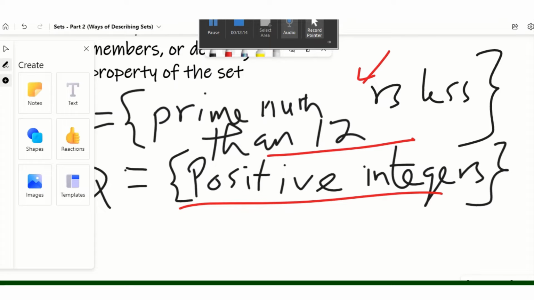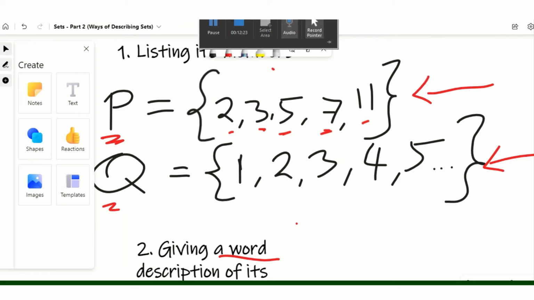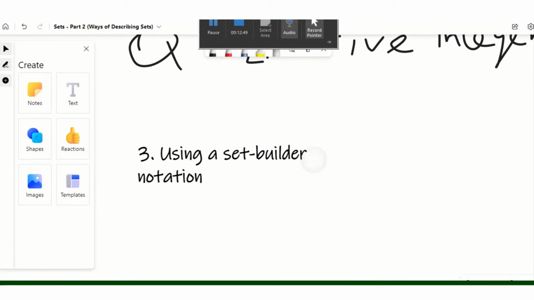Or you could be given the set by having its members listed like this or like that. So when you see a set question presented in that way, you shouldn't get scared. It's still a set. Now, let's look at the third one using a set builder notation. This process looks a bit more mathematical, but it's very simple.